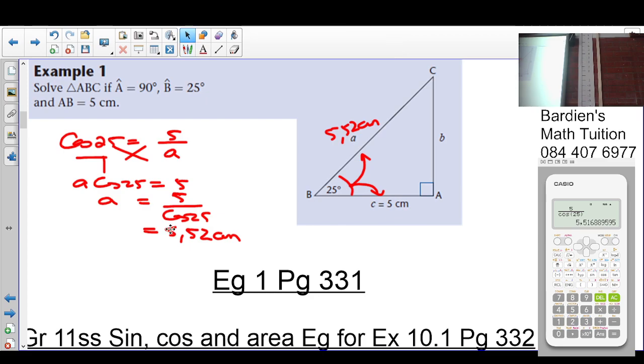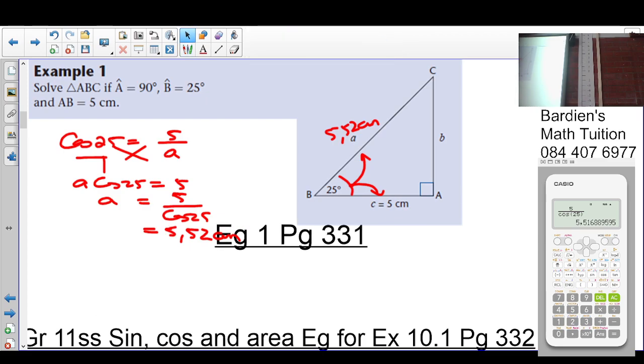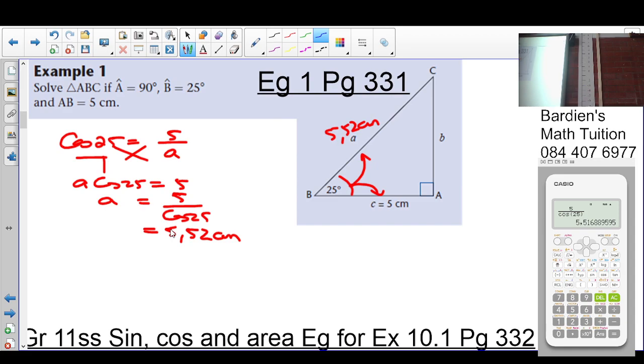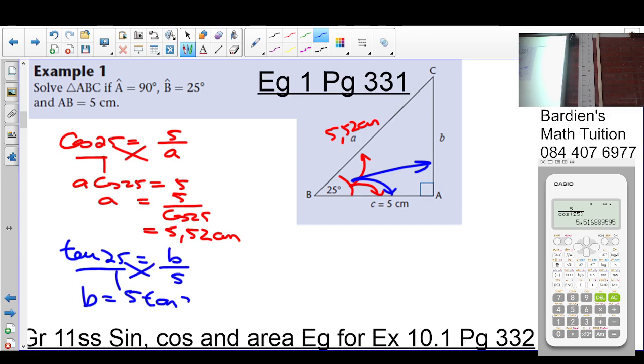Now to calculate b, I can either use Pythagoras, or I can use opposite and adjacent, which is tan. So tan 25 is equal to opposite, which is lowercase b, over 5. Cross multiply, so b is equal to 5 tan 25, which is 2,33.